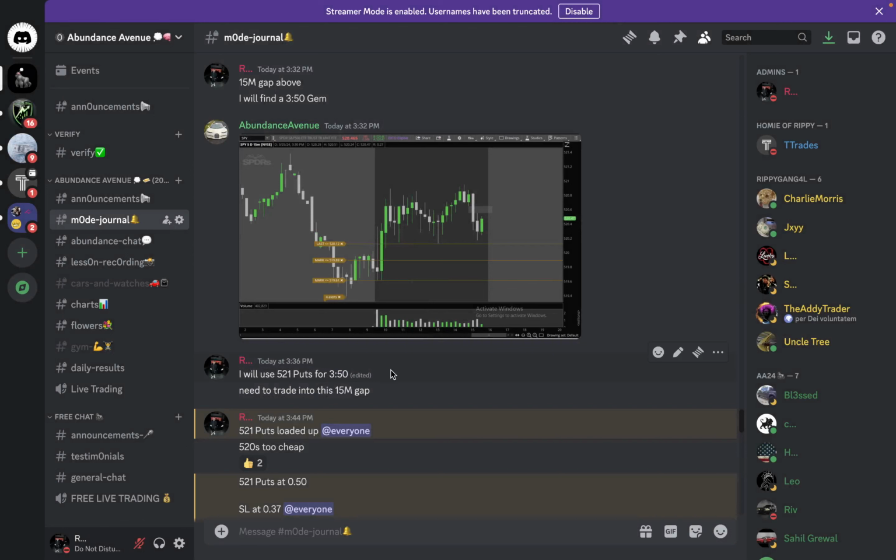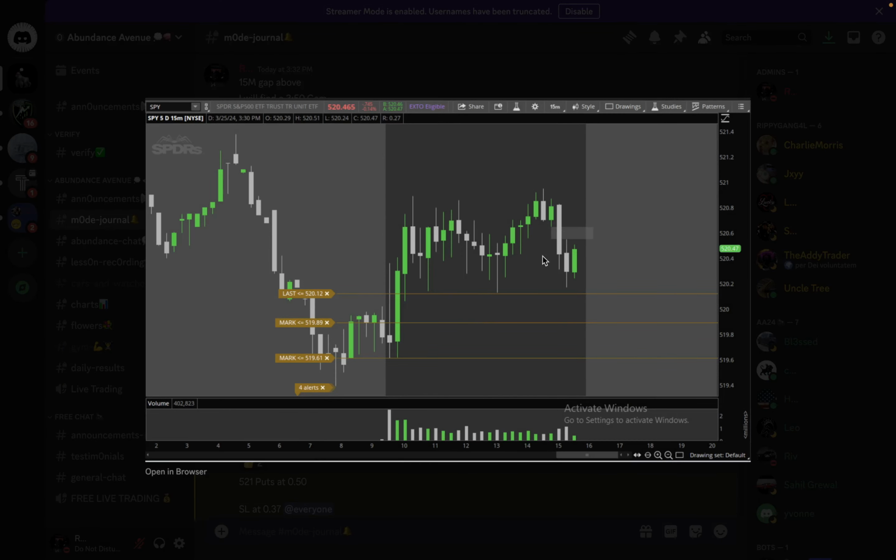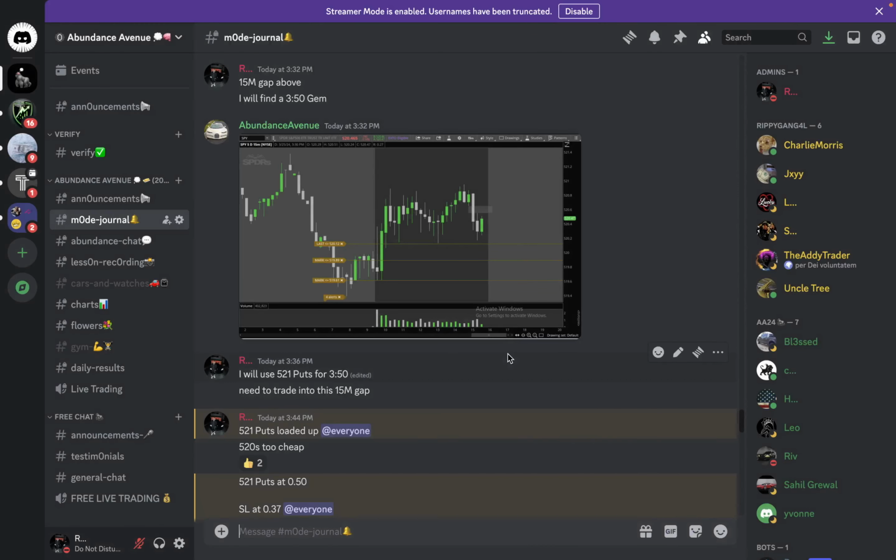I was going to trade the 521 puts. I wanted to stay in the money, and they were pretty cheap. When I was looking at them, they were trading around 45 cents, pretty cheap. So I'll use these 521 puts for 350. I wanted the market to trade up into this 15-minute gap and then trade down into the draw on liquidity, which was these equal lows that we had already mentioned.